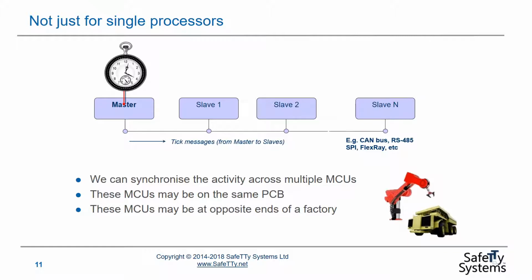Every time an interrupt is generated on that master node, the master node is going to send a message. Let's assume it's a CAN bus. We'll send a message on the CAN bus. The arrival of that message at the slaves will drive the scheduler on the slave nodes. In this way, we can synchronize the activity that's carried out on the master node with the activity that's carried out on the various slave nodes in this network. So we can synchronize the activity across multiple CPUs.